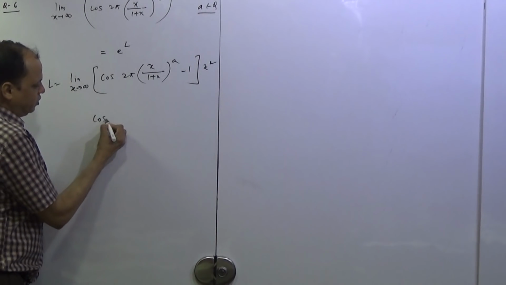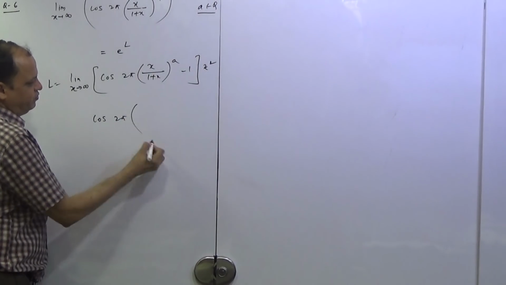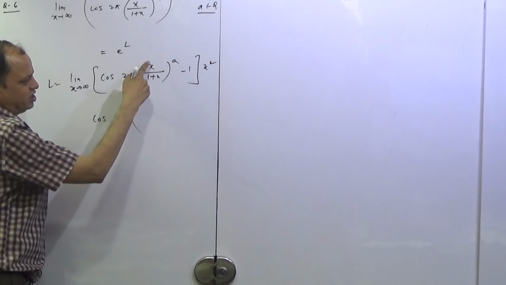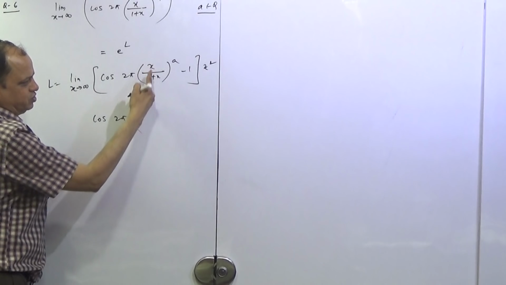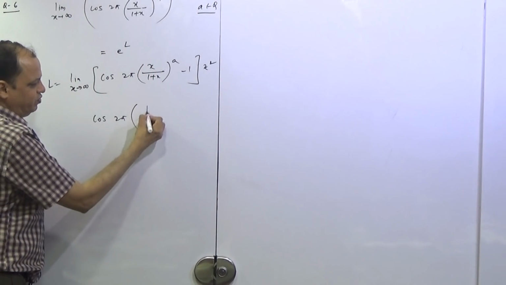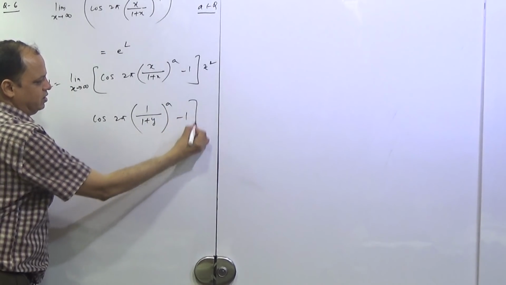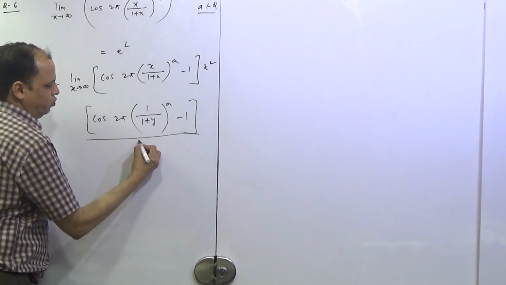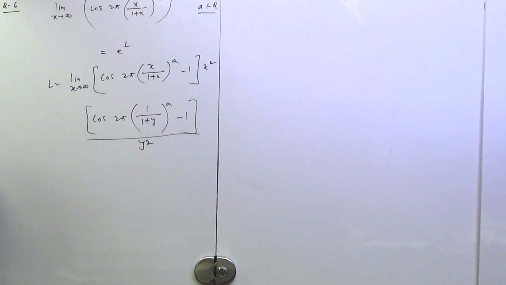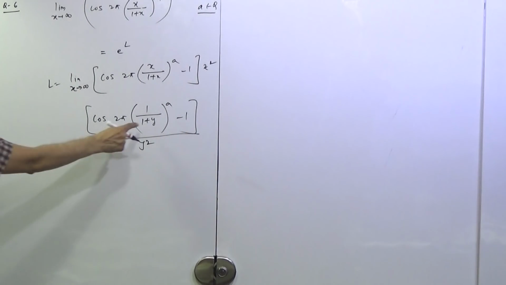Cos of 2 pi times, if I write x equal to 1 upon y, the expression is changed. This will be cancelled, and we get 1 upon (1 plus y) raised to power a minus 1, into y square in the denominator. I will take it over here.